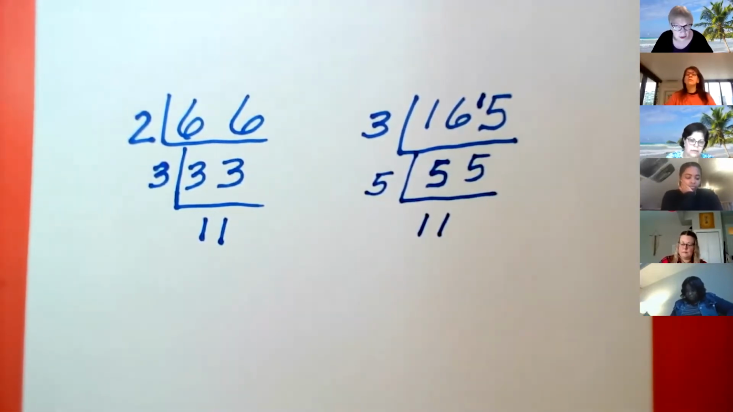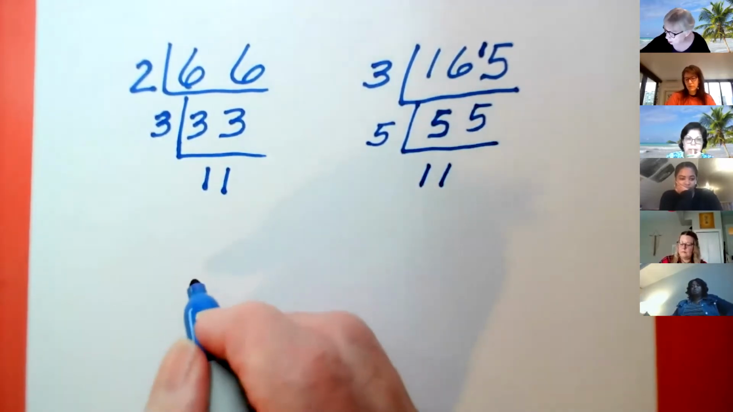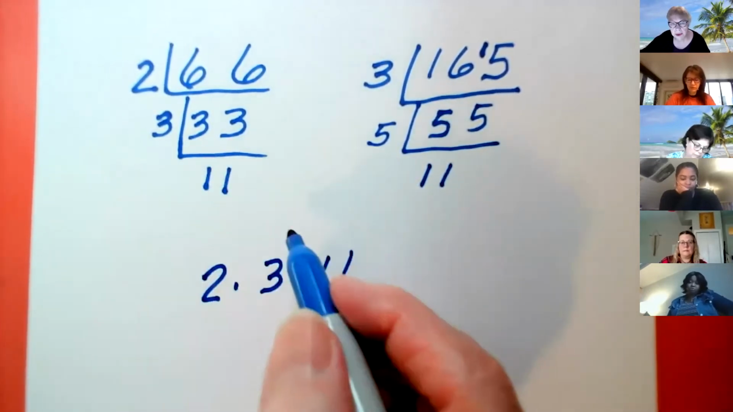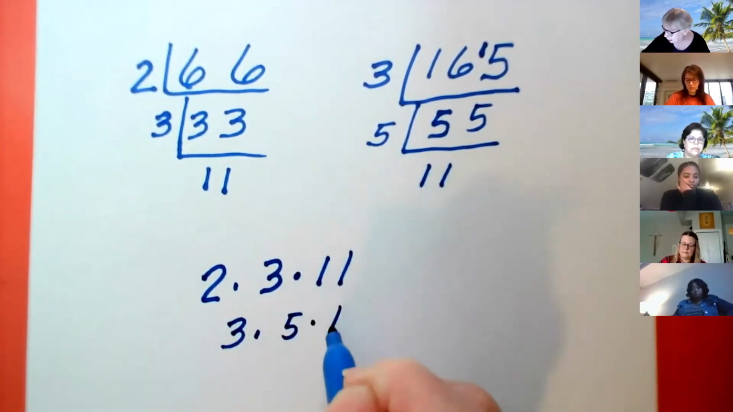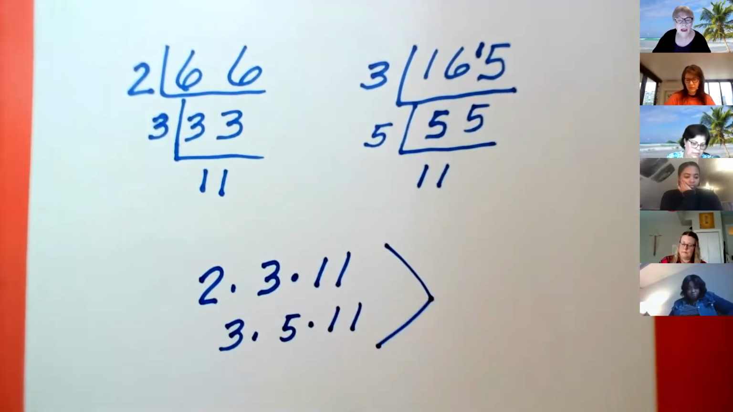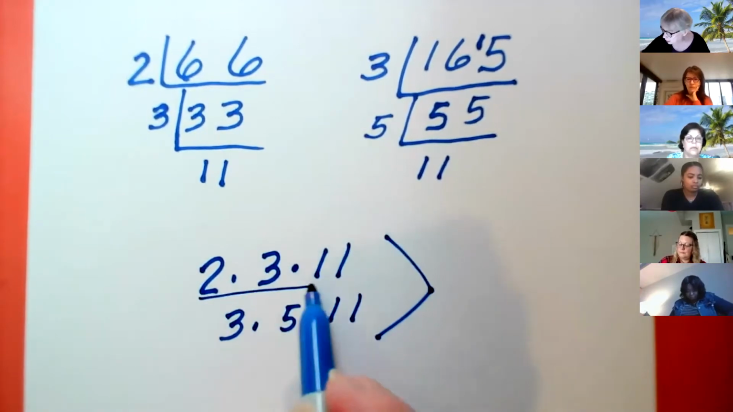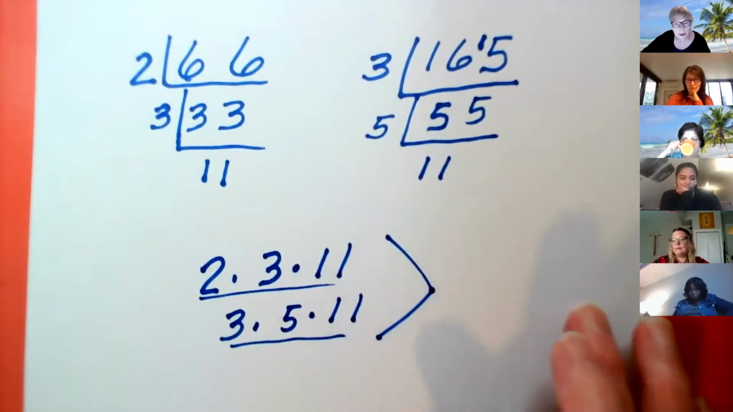I prime factored these so that I could see what was in each of the numbers, and that will help me find the common denominator. So the first number is a 2, a 3, and an 11. And this number here is a 3 and a 5 and an 11. Now I can see how to make a common denominator. Remember, the rule, or at least one way to say it, is you take the most 2s, the most 3s, the most of everything, and that's your common denominator.